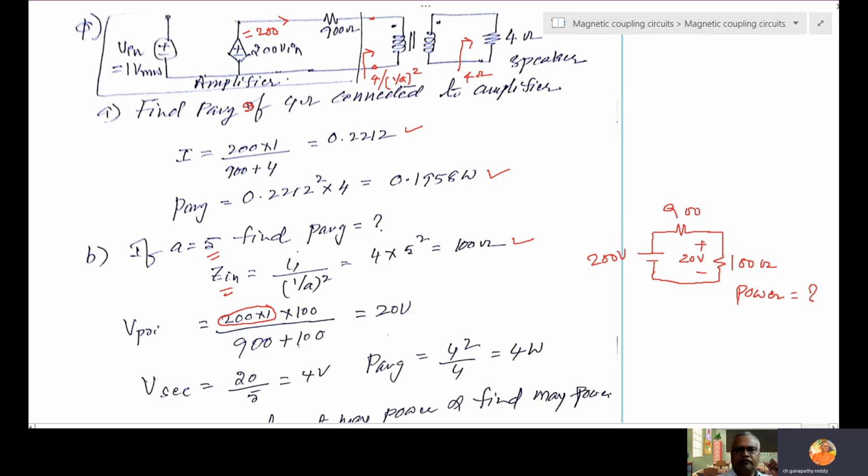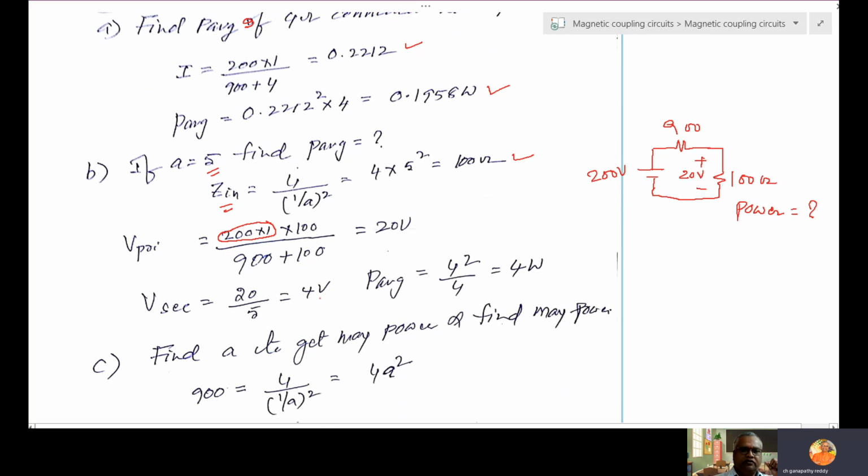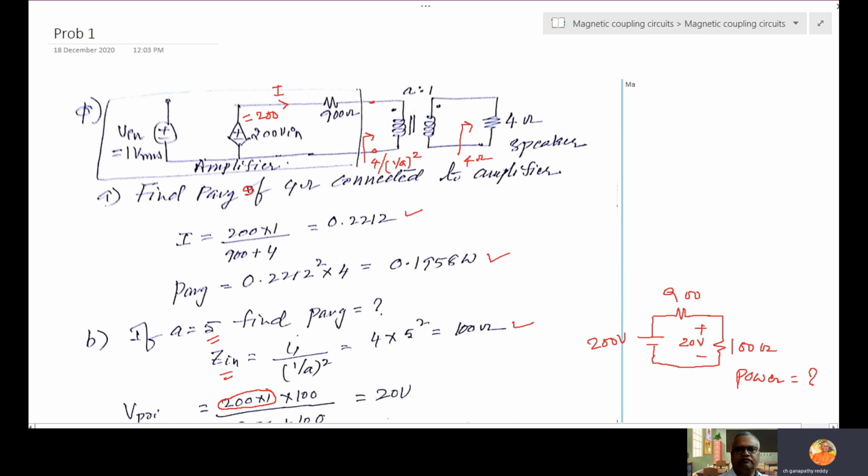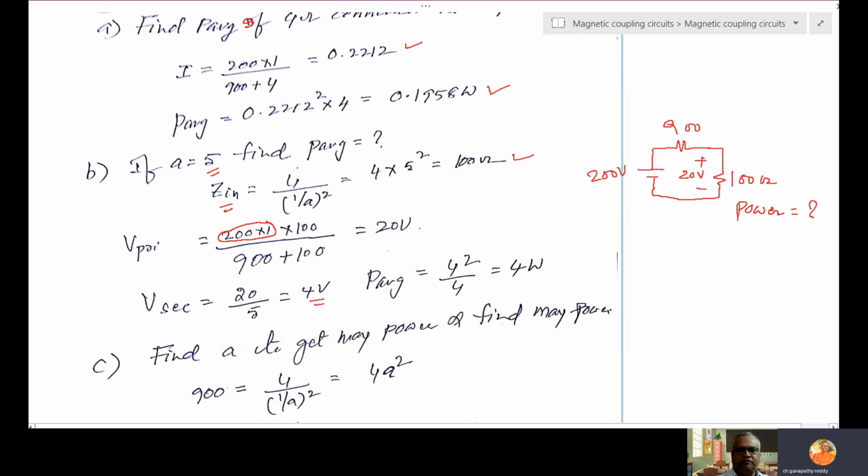Now this 20, when it is coming to the other side, is 20 by 5, which is 4 volts. So the voltage in the secondary is 4 volts. Then what is the power? V square by 4, so it is 4 watts. We can also do V square by R: V square means 20 into 20 by 100. Again 4 watts.